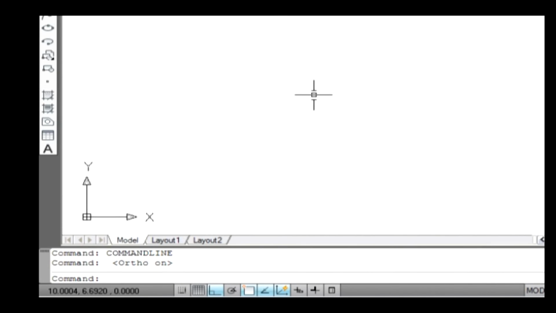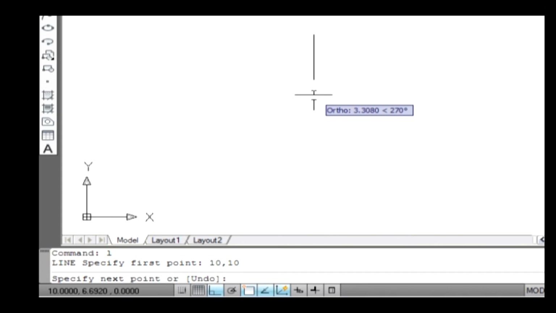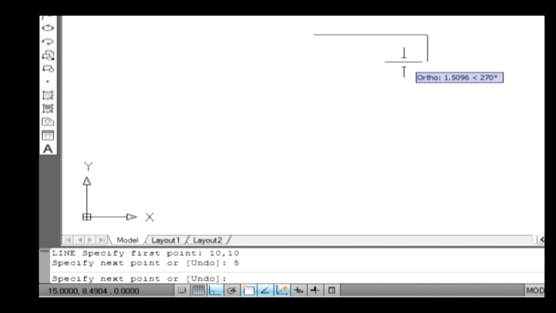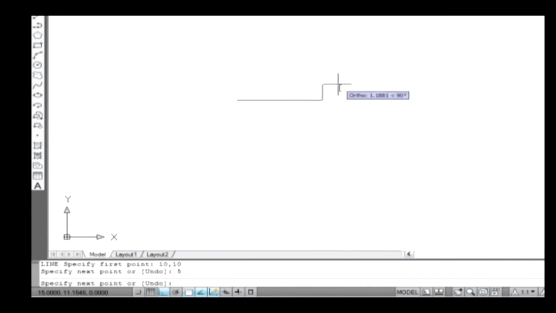Type L on the command line and press Enter. At the Specify First Point prompt, type 10,10 and press Enter. Now the command line displays Specify Next Point or Undo. Drag the crosshairs to the right, then type 5 and press Enter. It doesn't matter how far you drag the crosshairs, you're showing AutoCAD the angle, not the distance. AutoCAD draws a horizontal line to the right 5 units long.